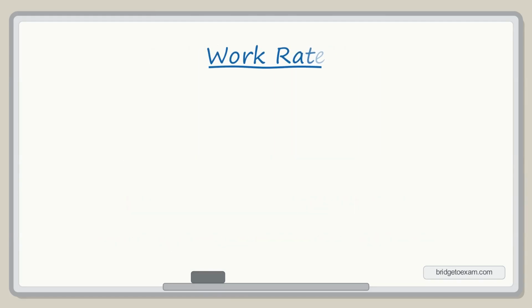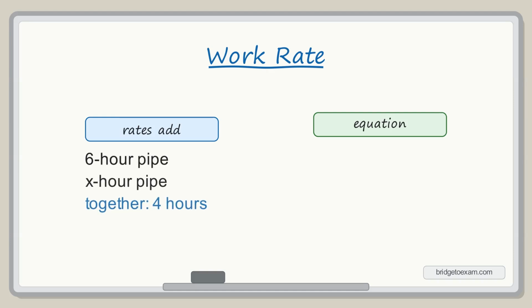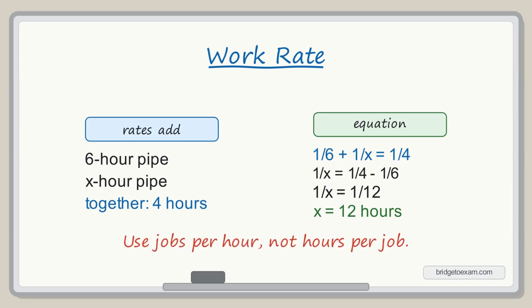For work rate problems, convert times to rates. A 6-hour pipe has rate 1/6 of a tank per hour. Rates add when both pipes work together.